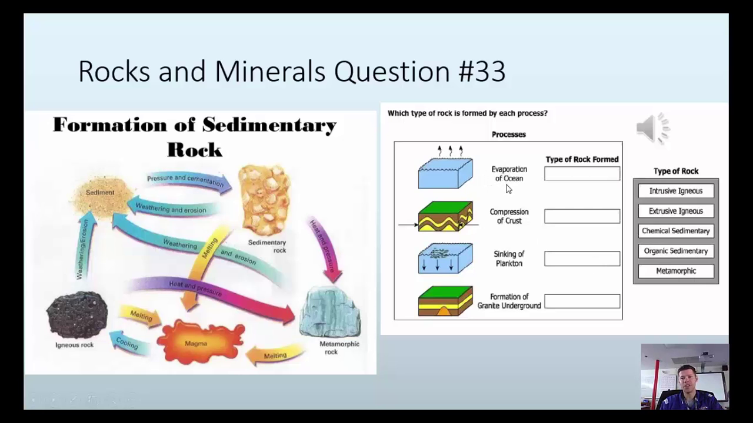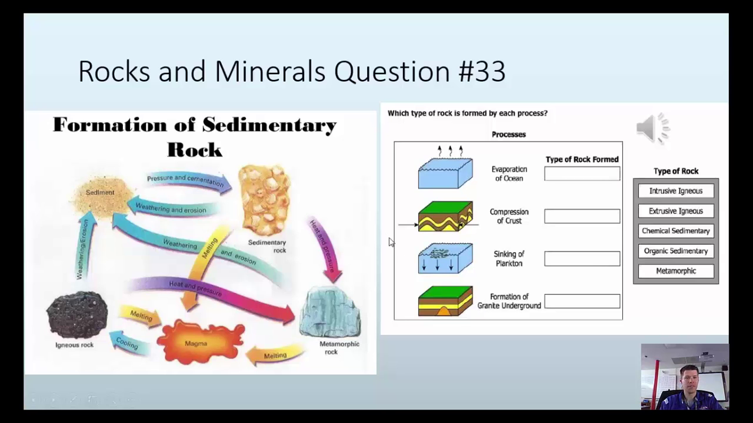We have the evaporation of the ocean. Hopefully that's making you think sedimentary rock. We have the compression of the crust of the earth. Now that's going to be a lot of pressure. So hopefully that's making you think metamorphic rock. We have the sinking of plankton. Remember, plankton's a little animal, so we have basically the remains of a little tiny animal making a rock at the bottom of the ocean. And we have the formation of granite underground, so magma cooling under the ground.